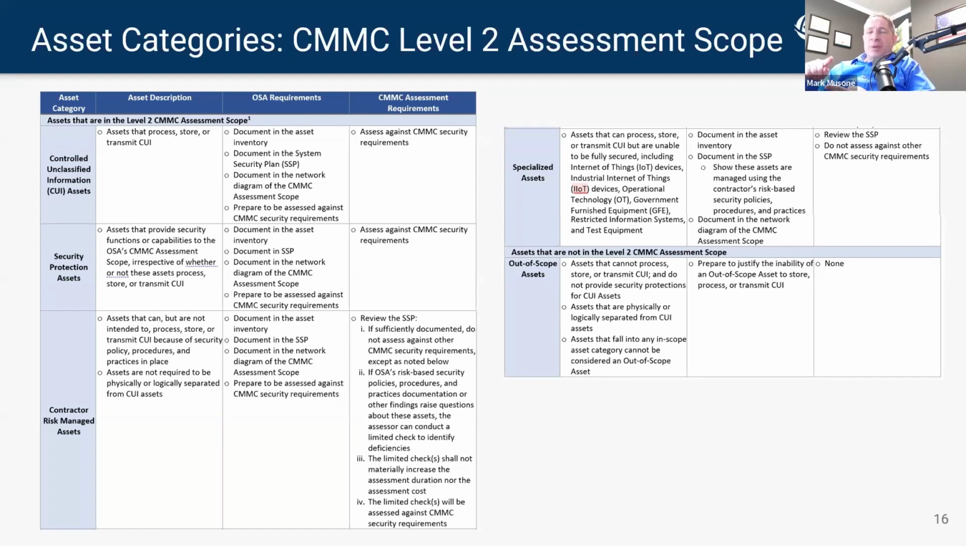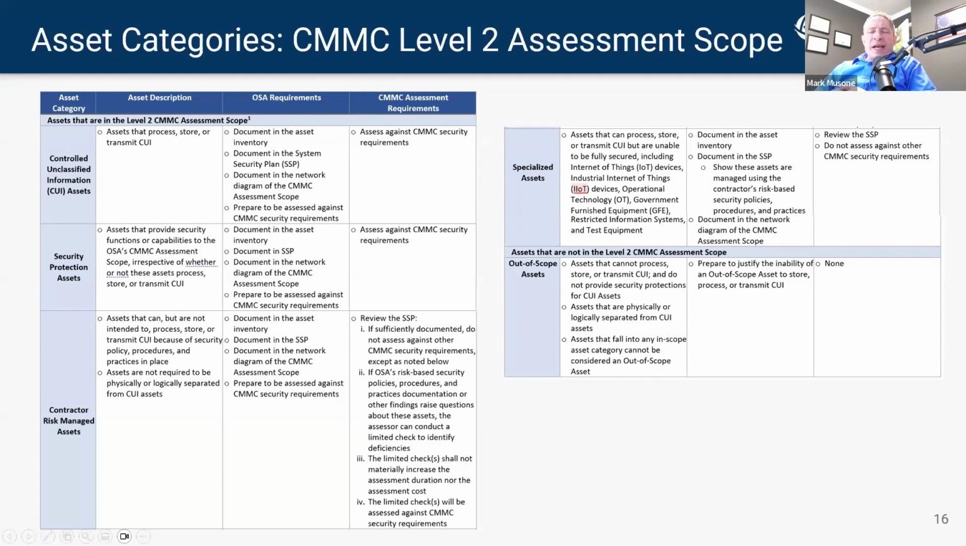So that asset needs to be inventoried. It needs to be documented. It needs to be documented in the network diagram of that scope. Part of a CMMC assessment is that you're required to have a network diagram. So it needs to be in that network diagram, and that contractor needs to be prepared that the asset is going to be assessed against all 110 CMMC security requirements. And then that last column: any CUI asset, as far as the assessment is concerned, is going to be assessed against all the CMMC security requirements.